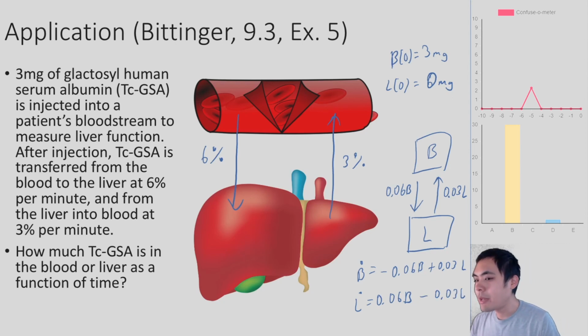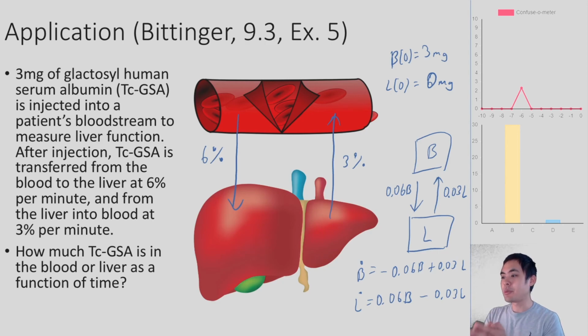And I am actually going to end here. We'll go ahead and get started with this next Wednesday. But basically, once we've rewritten this word problem in this form, you can apply all the techniques that we've been going through today in class to solve this and figure out how much TCGSA is in the blood or the liver as a function of time.